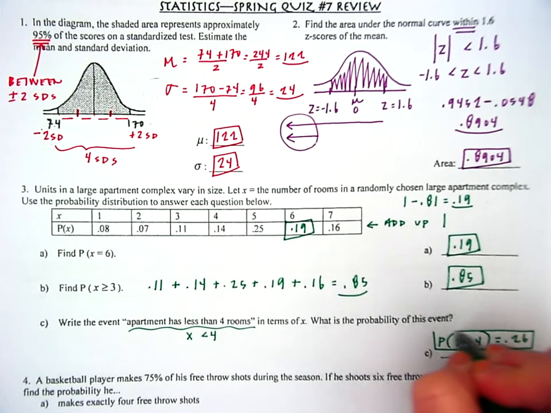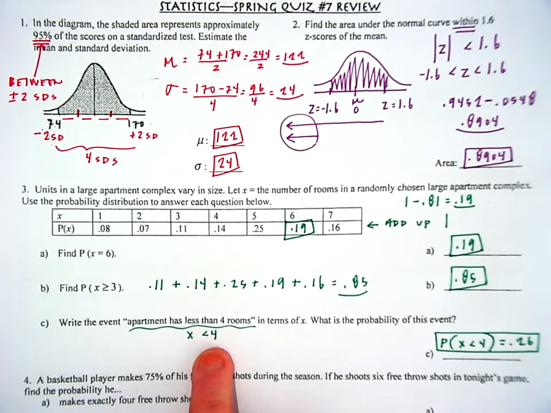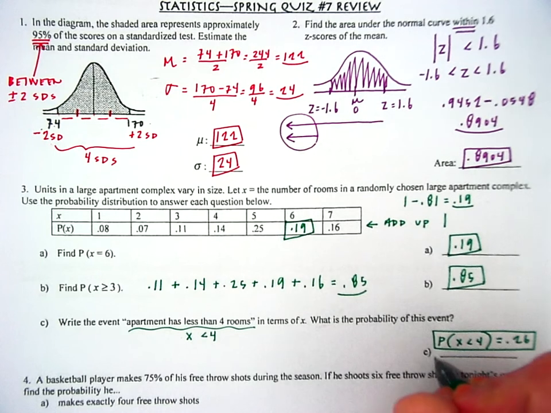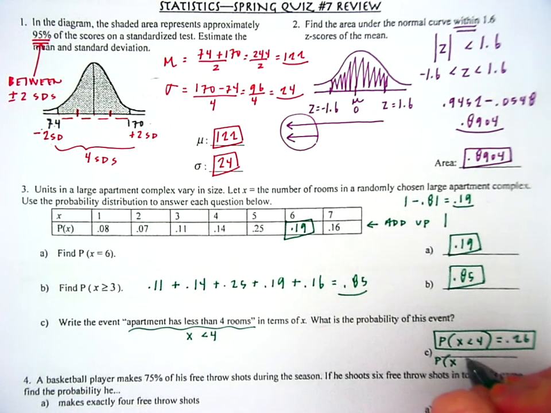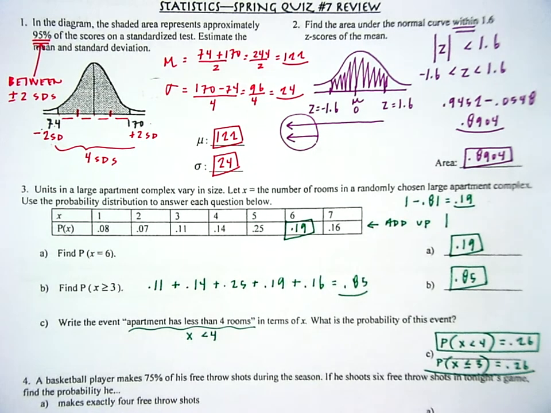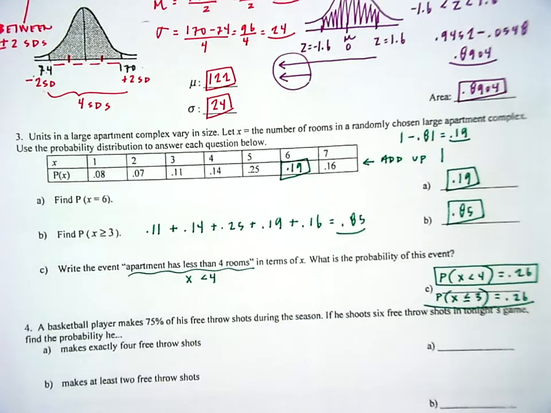Another way that I could write that, though, if it's less than 4, I could also say that it is 3 or less. So I could say that x is less than or equal to 3. I could write it like this, P of x less than or equal to 3, and that would equal 0.26. So this would just be another way of writing the exact same thing, right? It covers the outcomes of 1, 2, or 3. It does not include 4. All right, let me slide it up.